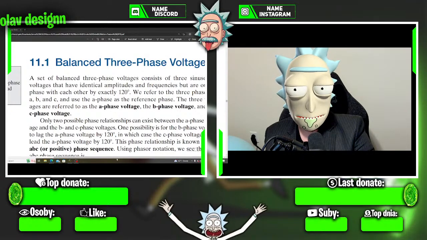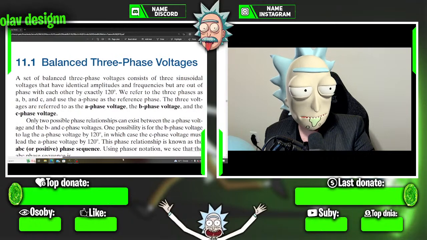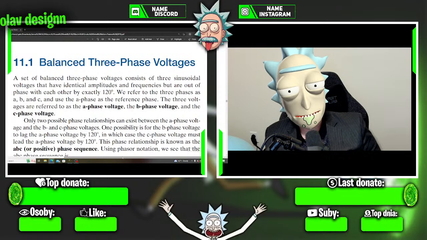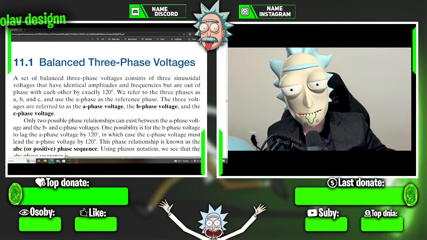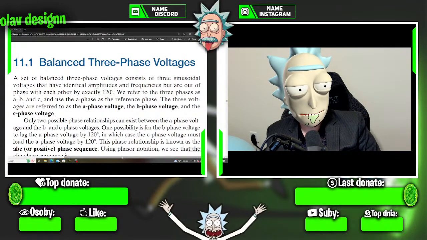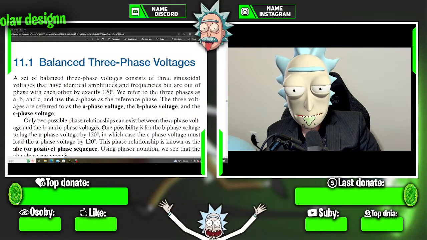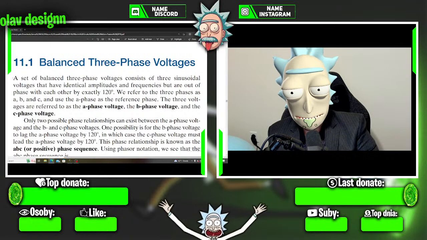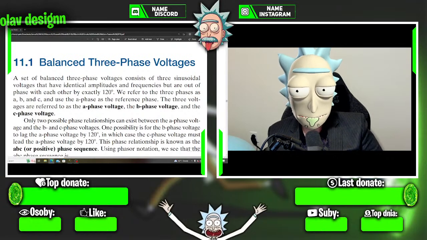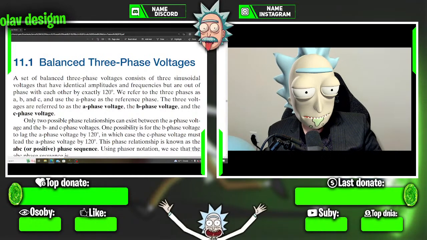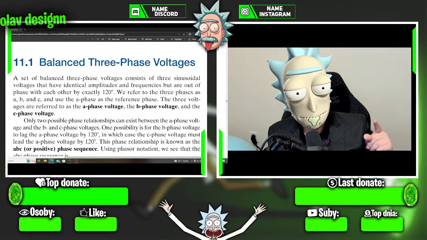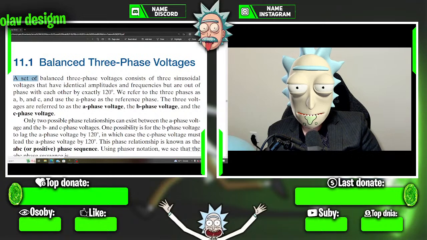11.1, balanced three-phase voltages. Right now, this is where the chapter actually begins. Everything before was just an introduction, so I wasn't really explaining much. But here, I'm going to get into the nitty-gritty details. So, first paragraph. I'm going to read a paragraph, and then explain the paragraph after I read it.